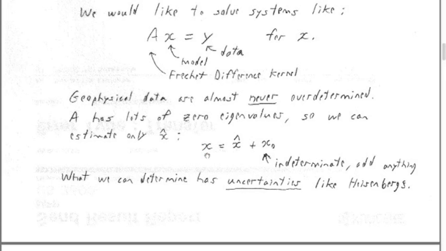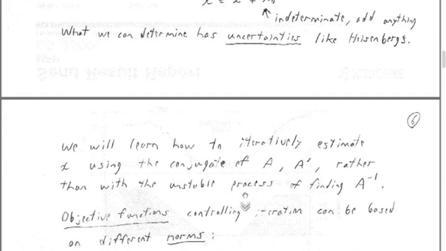We want to get the model x, and x hat is the part of the model that we can get some sense of, and then there's an indeterminate part, x naught, that could be anything. One thing that we will examine this semester is this part that we can determine. I don't know whether it's a tenth of a percent that we can determine, or 99%. Don't know yet. You bring me the problem. But whatever we can determine, it's going to have Heisenberg uncertainties. So this semester we will describe those Heisenberg uncertainties, and that's actually the subject of Lab 4.